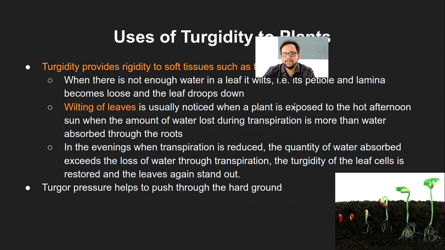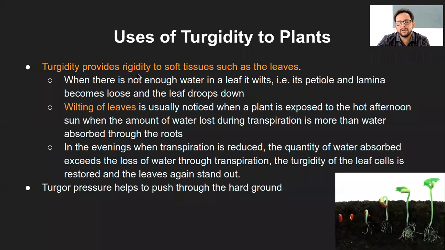Now, in terms of uses, turgidity actually provides quite a lot of rigidity to soft tissues such as leaves. Now you imagine how tender these leaves are when they are just sprouting. You can look at the diagram here that is showing different stages of germination from a seed to a sapling. When this transition is happening, there is usually quite a lot of turgor pressure, and that is the reason why these leaves, even though they are so tender, are able to stand upright.